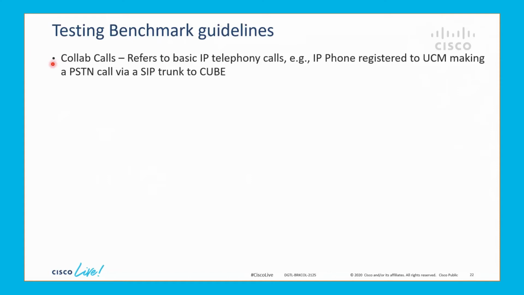Collab calls, also referred to as basic IP telephony calls, are when an IP phone registered to, for example, UC Manager makes an outbound PSTN call, and that call goes from UC Manager to Cube via SIP trunk and then Cube to a service provider. So that would be a basic IP telephony call.